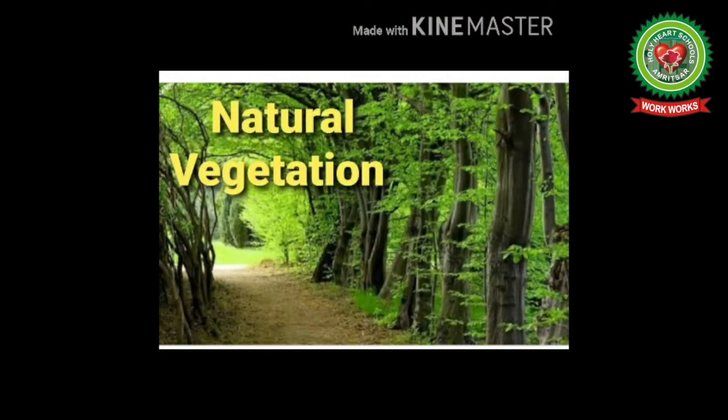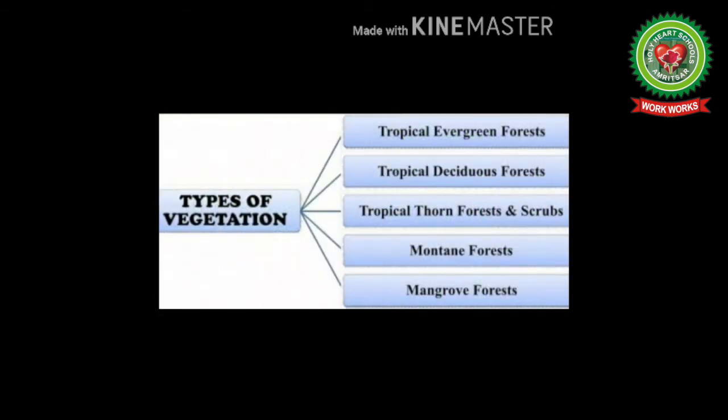Students, in the previous video, we understood the broad relationship between the amount of rainfall received and the vegetation type found in an area. Moving on, let's discuss the various natural vegetation types of India in detail. In India, we have tropical evergreen forest, tropical deciduous forest, tropical thorn forest and scrubs, montane forest, and lastly, mangrove forest. Let's discuss one by one. In this video, we are going to focus on tropical evergreen forest and tropical deciduous forest.